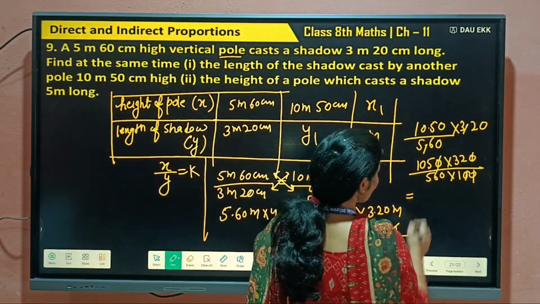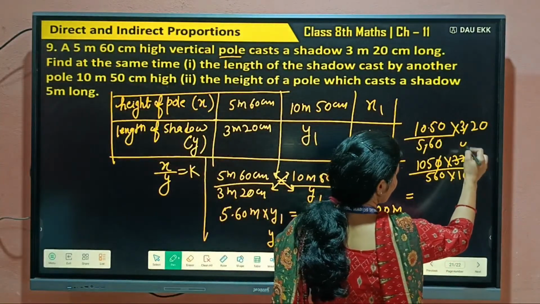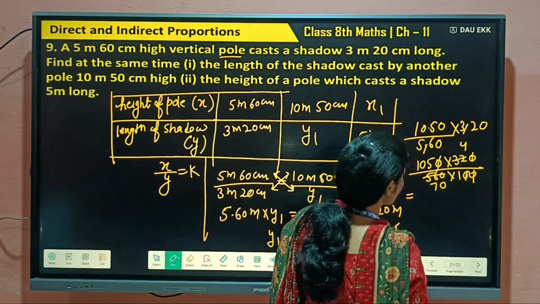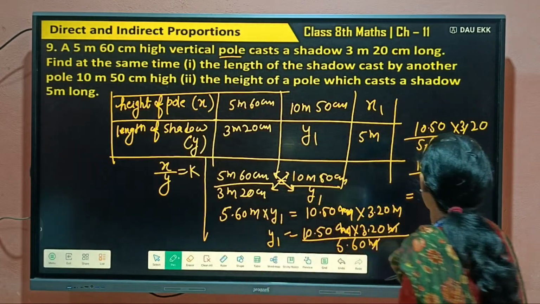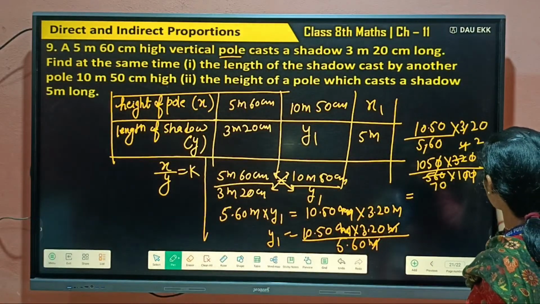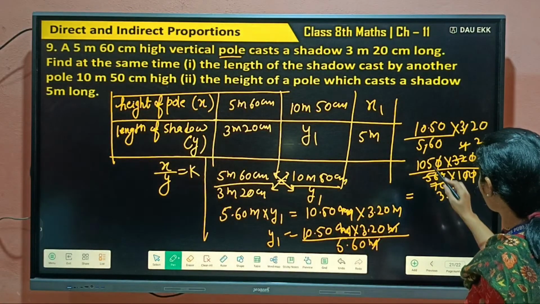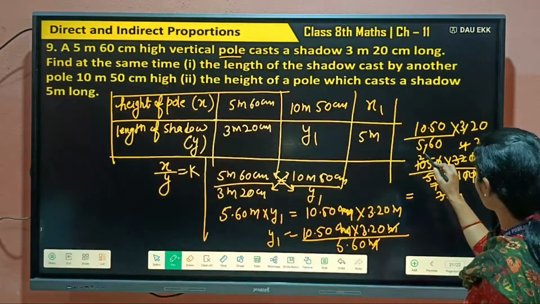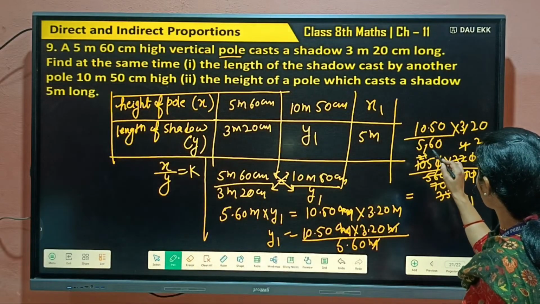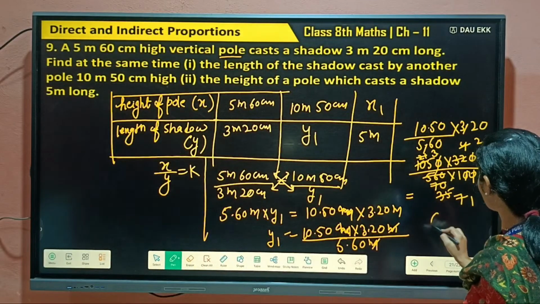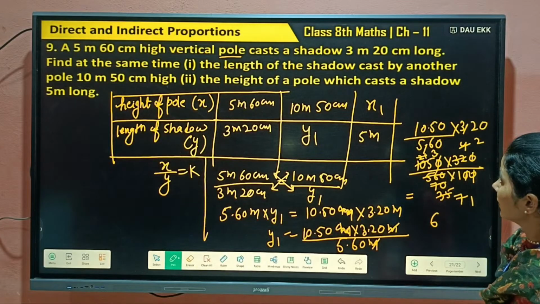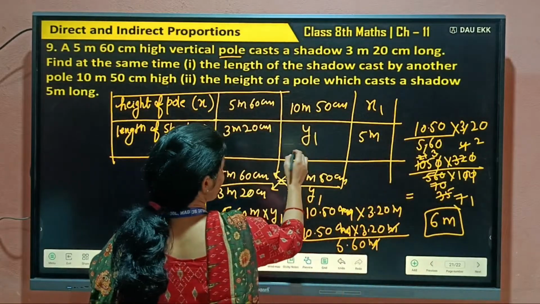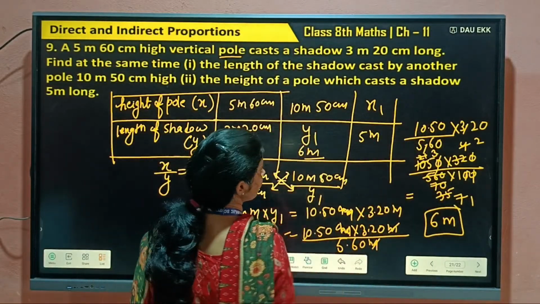Now multiply. 8 4s are 32. 8 7s are 56. This 0 as it is, cancel with 2. 2 2s are 4. 235, cancel with 5. 5 7s are 35. 5 2s are 10. 5 1s are 5. 7 1s are 7. 7 3s are 21. 3 2s are 6. Answer is 6 meter. What is the length of shadow? Length of shadow will be 6 meter.